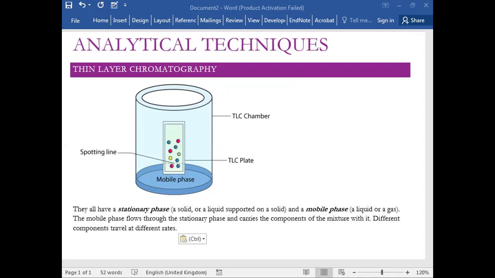Stationary phase can be your aluminum oxide, which is supported on a solid. Your syllabus specifically mentions aluminum oxide, so you write it particularly. And a mobile phase is mostly a solvent, which can either be a polar solvent or a non-polar solvent.